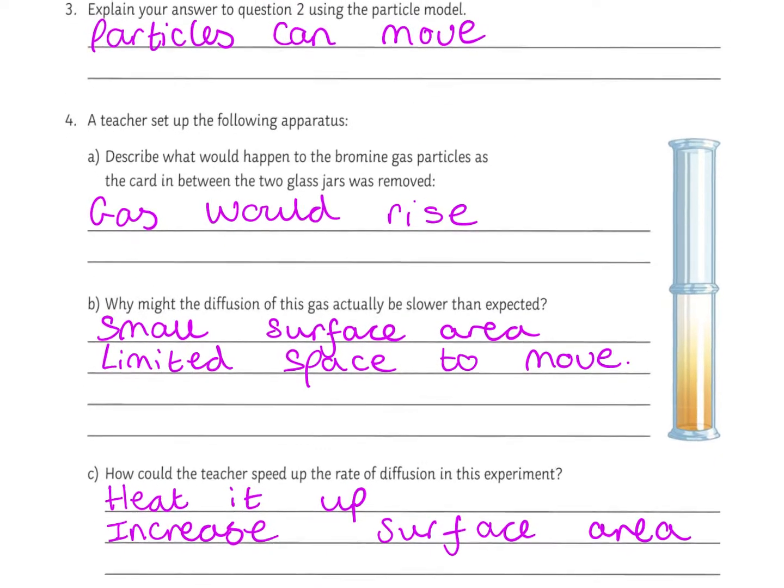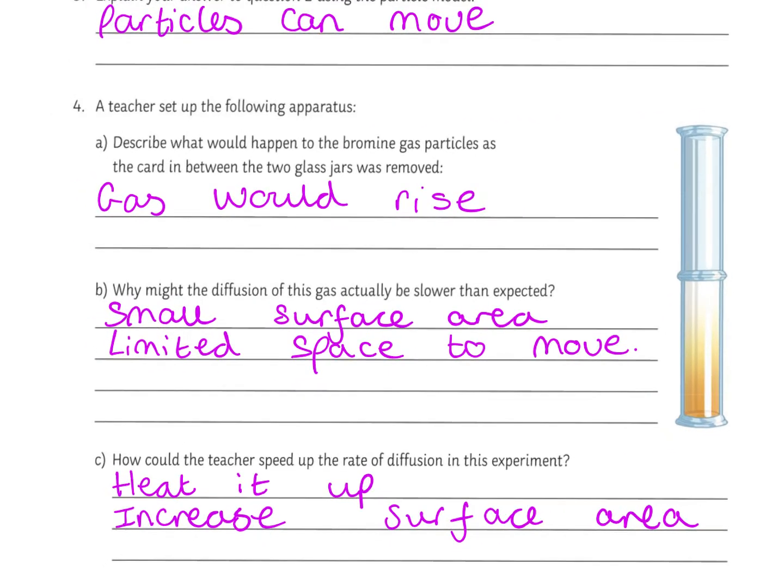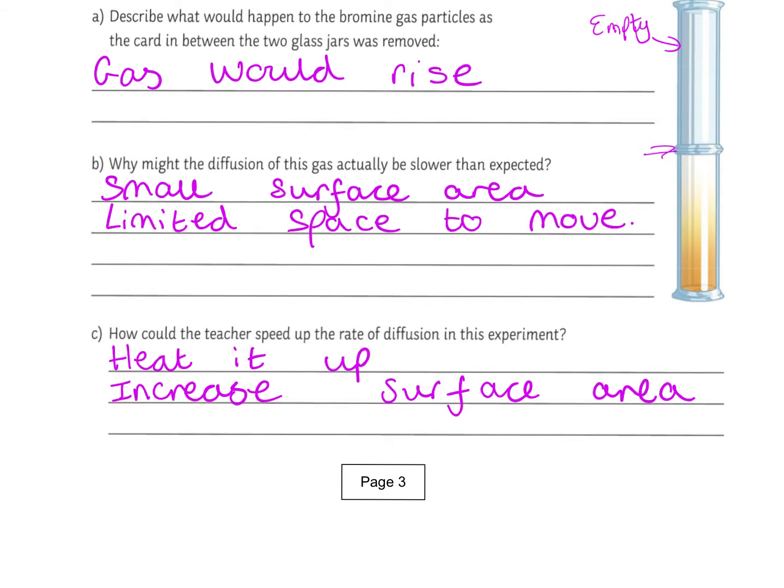Describe what happens to the bromine gas particles. So you've got this apparatus here where there's a piece of card running through so they can't move. Okay, this is empty. But if you remove the piece of card, then over time the gas will rise and fill the container. Okay. Why might the diffusion of the gas actually be slower than expected? Small surface area, it's quite a small setup, limited space to move. How could you improve it? Heat it up, increase the surface area.